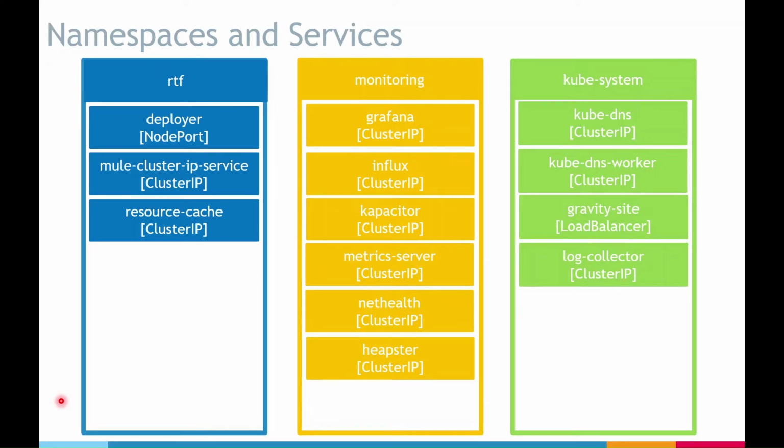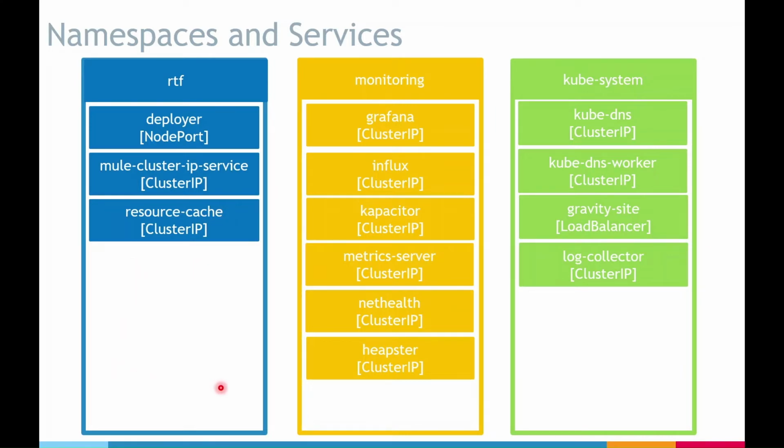Now services are used when two pods need to communicate with each other. So the only pods that need to communicate are fronted by some service. For example, the deployer basically fronts the agent pod and it's a NodePort service. Mule cluster IP service, we have a pod with the same name. So it's a ClusterIP service which gives basically an internal private IP from the pod network. Same is for the resource cache.